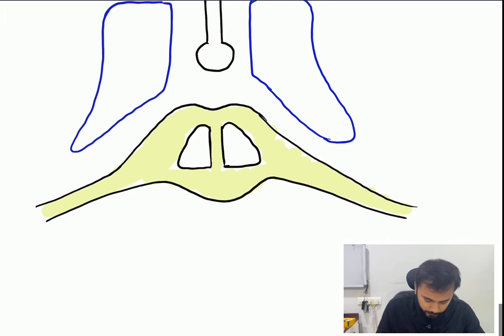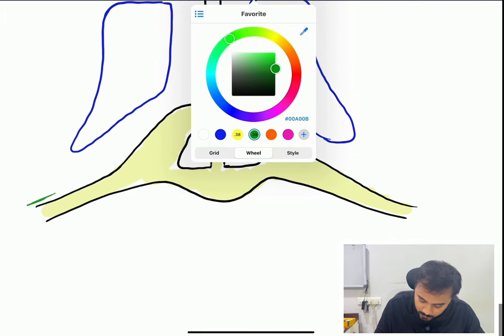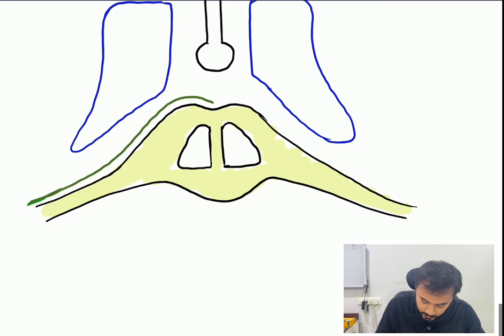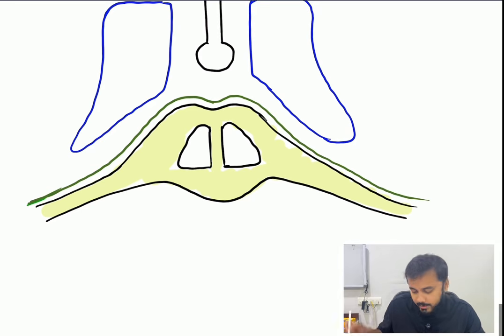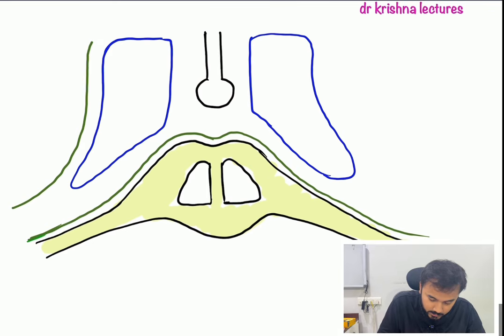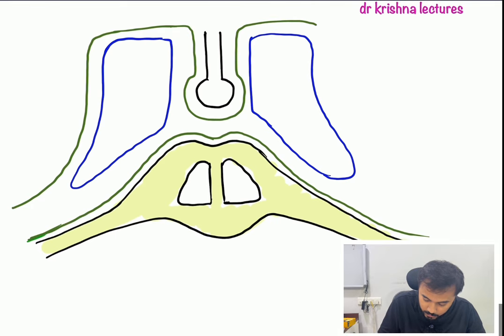So just have a look. This particular layer which I am drawing right now in front of you is your endosteal layer. Now apart from this endosteal layer, we have another layer. This is called your meningeal layer. So the meningeal layer comes all the way down, wraps around this sella turcica and goes out.